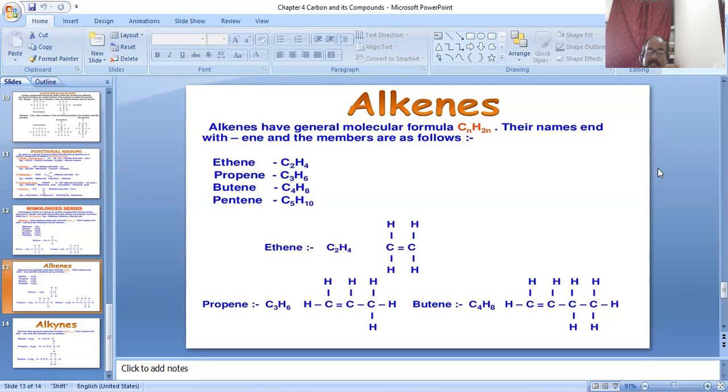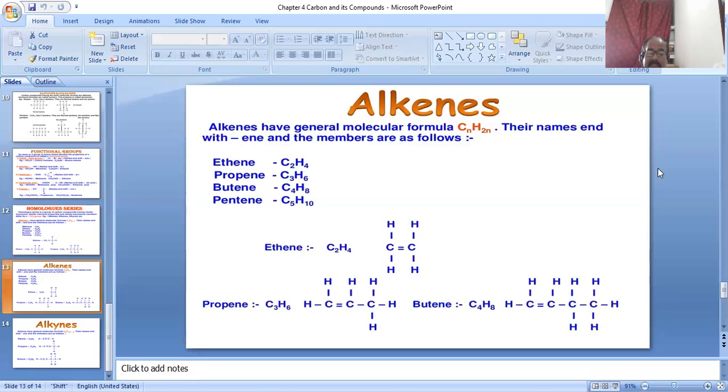That is, they contain unsaturated compounds, and they get converted into vegetable ghee by hydrogenation in the presence of nickel at 250 degrees Celsius. This is called hydrogenation of oils. Vegetable oils are present in liquid form, and with hydrogen, H2, in the presence of nickel, they convert to solid vegetable ghee.